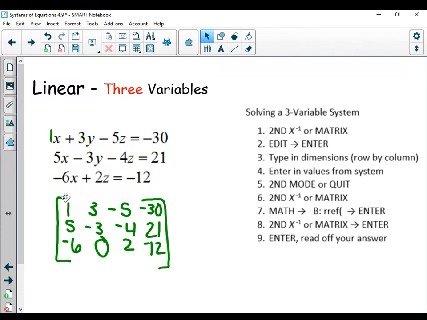Now we're going to follow those steps to do this matrix. It's going to solve this equation for us. All right, step 1, I'm going to go into second matrix. I'm going to scroll over to edit. If you already have something there, that's fine. You're going to override it here in a second.